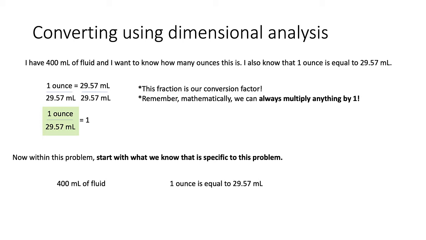And so if we are going to deal with this problem, we have 400 milliliters of fluid, and we know that 1 ounce is equal to 29.57 milliliters. We're going to want to start our dimensional analysis approach by writing down the value that is specific to this problem, rather than a value that's kind of true always.